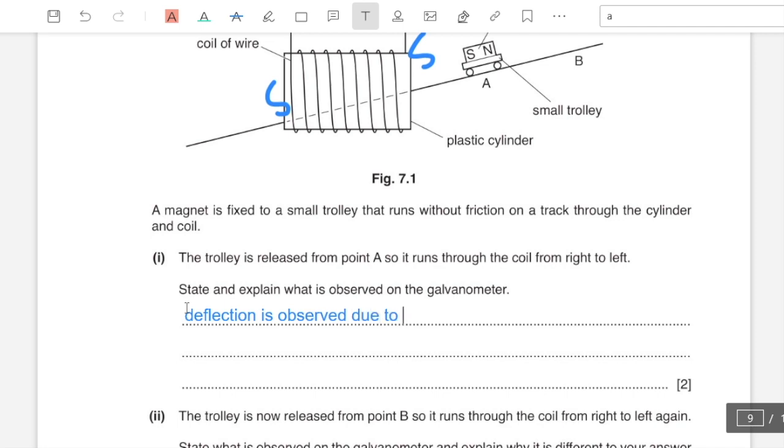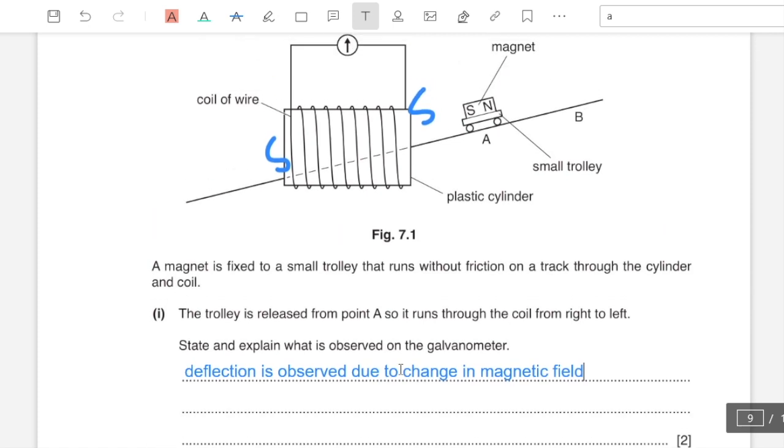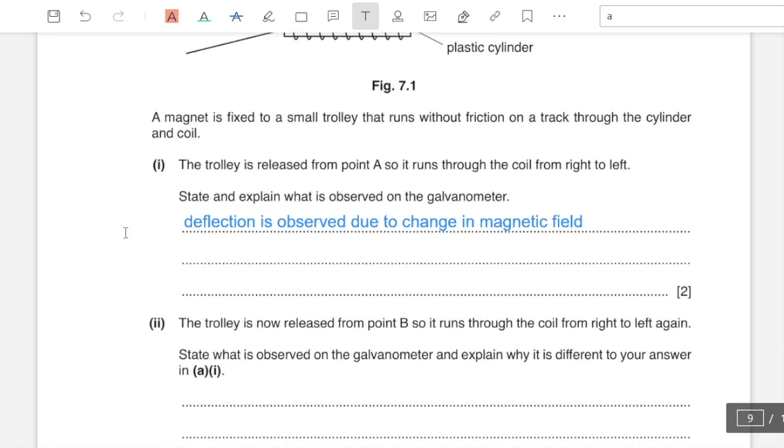due to change in magnetic field. And when I say change in magnetic field, I mean the magnetic field around the coil, which changes its pole, and so the direction of current also changes, which causes deflection in opposite directions of the galvanometer.